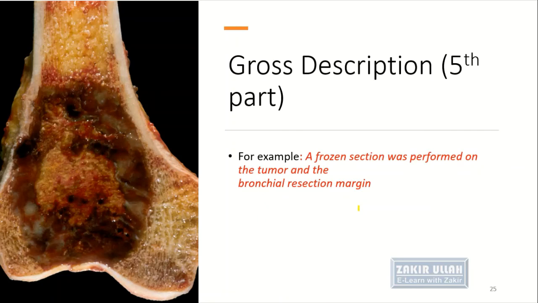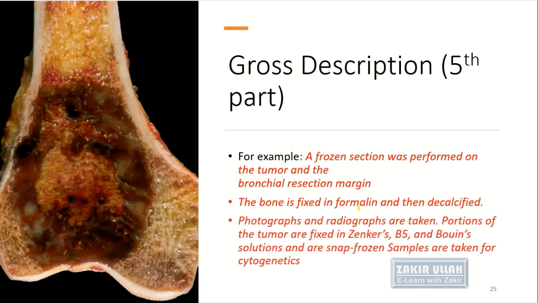For example, a frozen section was performed on the tumor and the bronchial resection margin. The bone is fixed in formalin and then decalcified. The photographs and radiographs are taken. A portion of the tumor is fixed in Zenker's fluid, B5 fixative or Bouin's solution, or snap frozen samples are taken for cytogenetics.